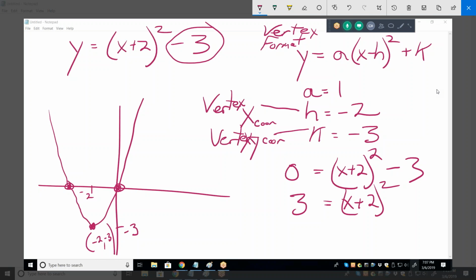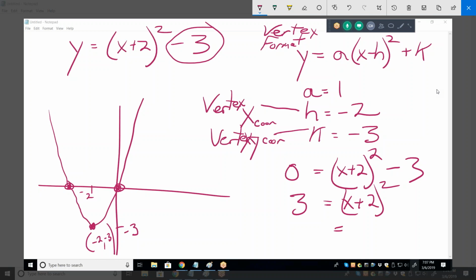how do I get rid of the squared? I've got to end up with x equals something. So I've got to get rid of the squaring and I've got to get rid of the plus 2. Which one do I get rid of first? The squaring. Okay, how do I get rid of it? Well, how about we take the square root of both sides?